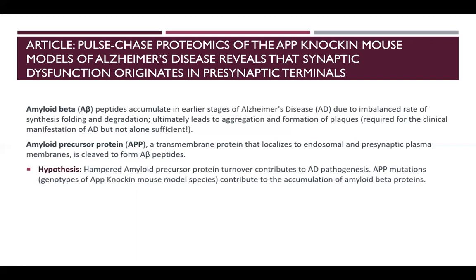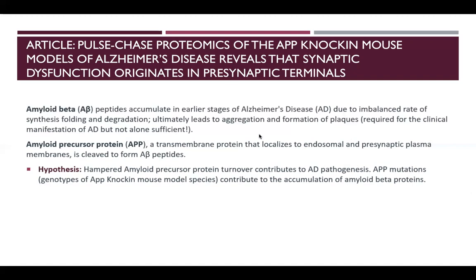the scientists were going over the hypothesis that hampered amyloid precursor protein, APP, turnover contributes to AD pathogenesis. So APP mutations of interest, such as genotypes, human APP mutations that were expressed in the genotypes of the mouse model species at knock-in, contribute to the accumulation of the beta proteins and plaques.